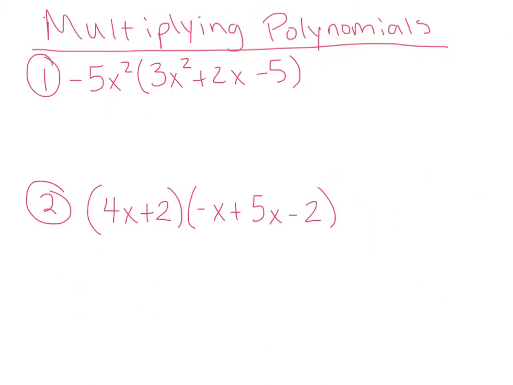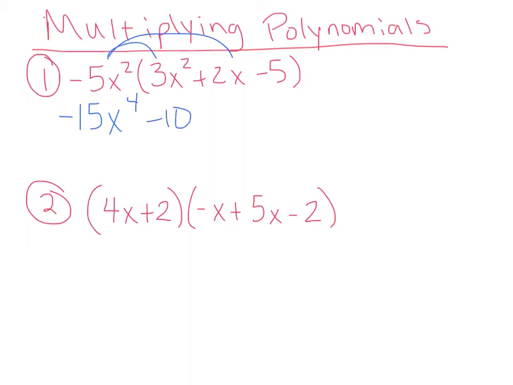Multiplying polynomials, it's just distributing. So it's taking negative 5x to the second times 3x to the second. Negative 5 times 3 is negative 15. X to the second times x to the second is x to the 4th. Then if you distribute it to the 2x, you get negative 5 times 2, which is negative 10.